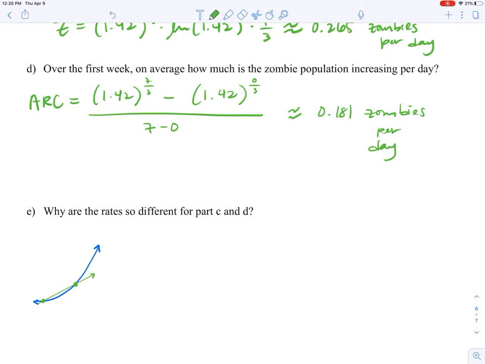And then by dividing the difference in those populations by the number of days that has passed, that tells us on average how much the population was increasing each day over the week. And that ends up being the slope of this line. Remember, the slope of the secant line.